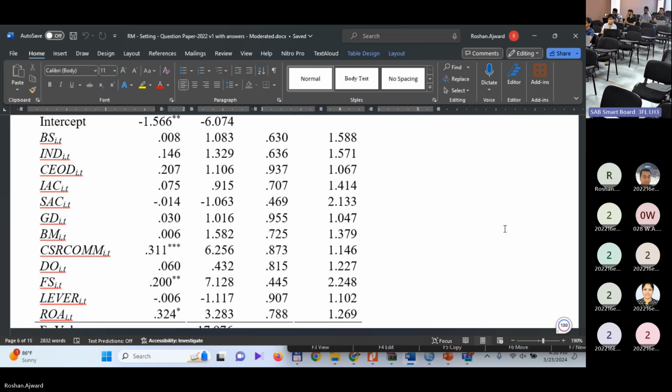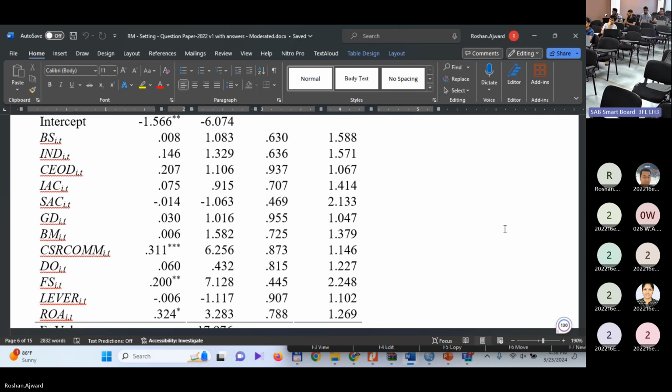So first of all, we have to understand what this CSR form is, right? That we have to increase. The next one, FS. What's FS? We see what FS is. It has to be increased. Then what else? ROA has to be increased, because all are having a positive impact as well as significant.